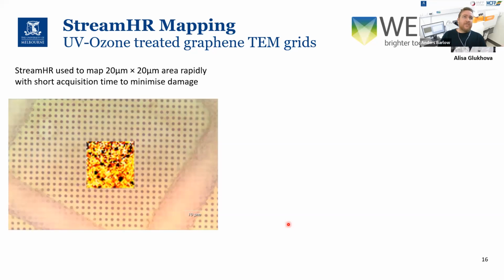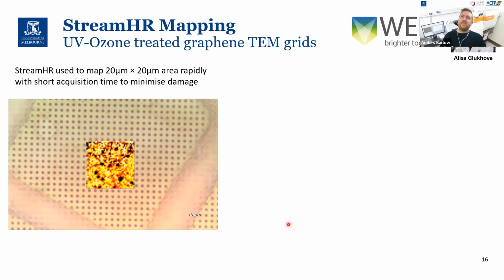So the example I'm showing you today comes from a researcher from WEHI, Elisa, and she has graphene coated TEM grids and has been modifying the surface of this graphene using a UV-Ozone treatment, and is trying to find the optimal amount of oxidation on her graphene to promote the absorption of water during cryo-EM experiments.